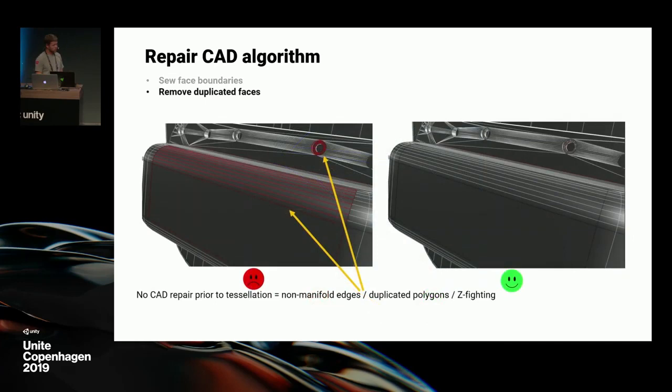Another kind of issue encountered is duplicated faces. The main consequences of duplicated faces after the tessellation are non-manifold edges that will bother some mesh algorithms that need a manifold topology, for example, the defeaturing function to remove holes. Another consequence is the presence of useless duplicated polygons that reduce the frame rate. And last but not least, the well-known Z-fighting will sometimes appear with this configuration. So our repair CAD algorithm detects and removes those duplicated faces to avoid this problem after the tessellation.